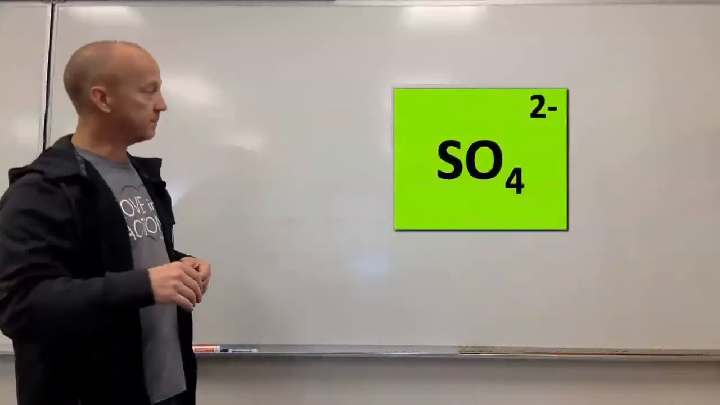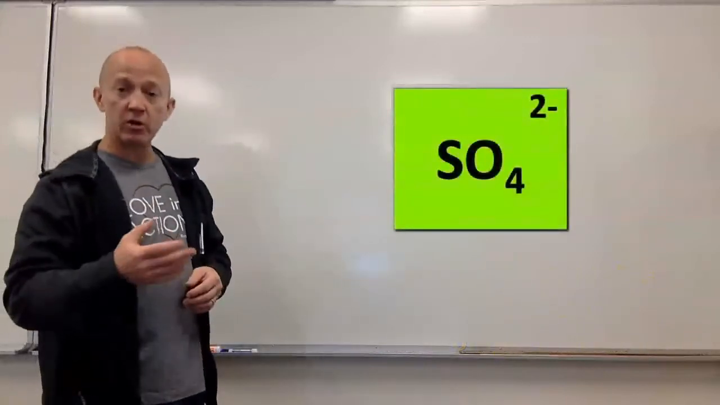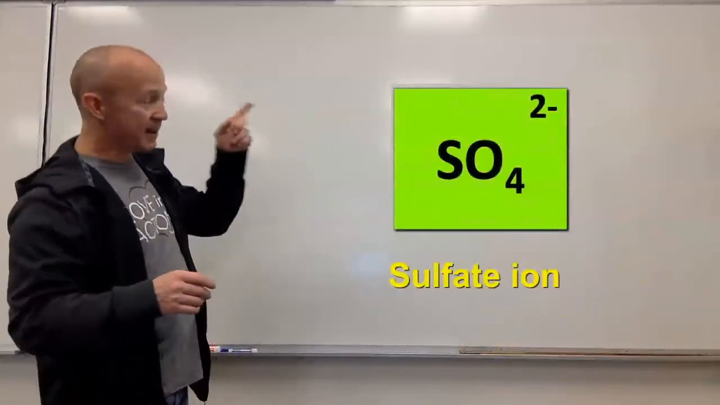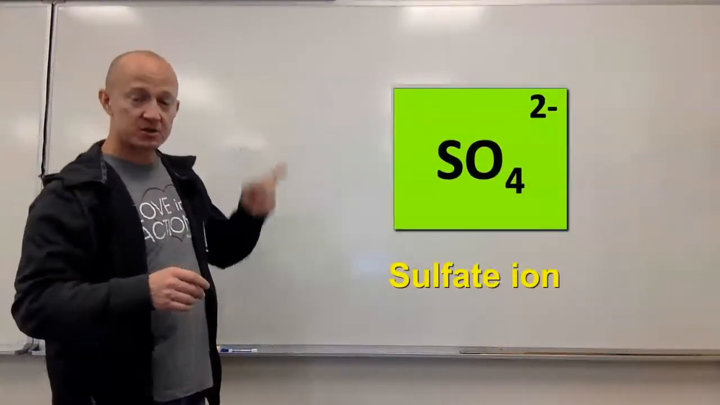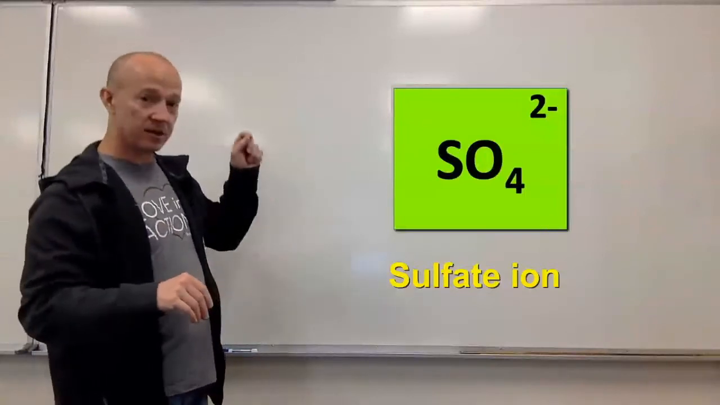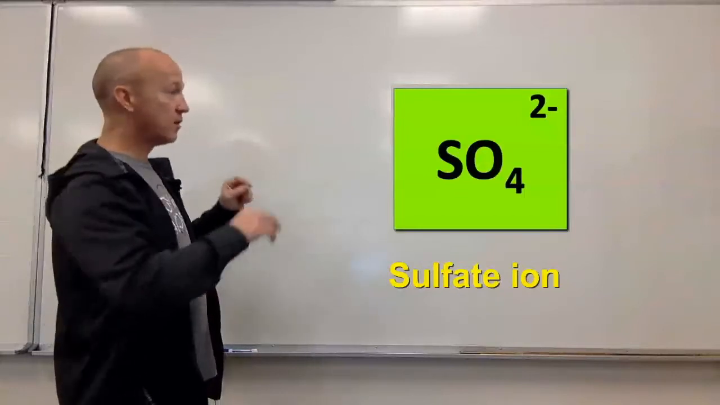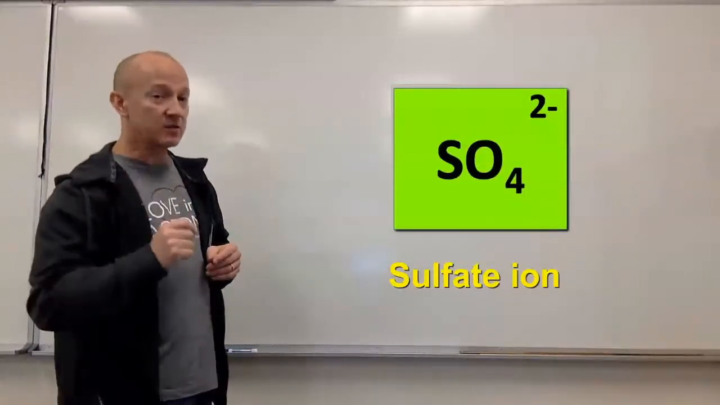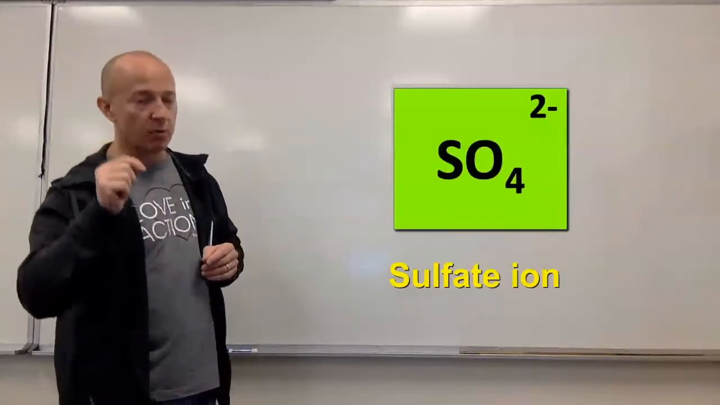Here's an example of one. SO4. We call this the sulfate group. Notice that there's a -2 charge on this sulfate group. That doesn't mean a -2 just on the oxygen alone, but rather this whole group is an ion with a -2 charge. That's a real important thing to remember.